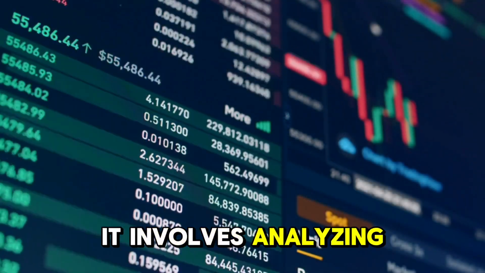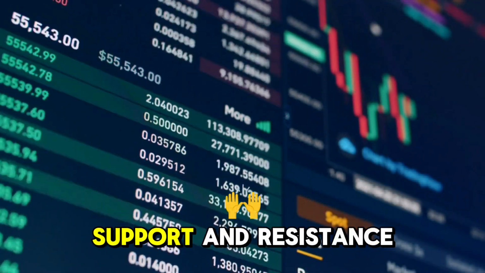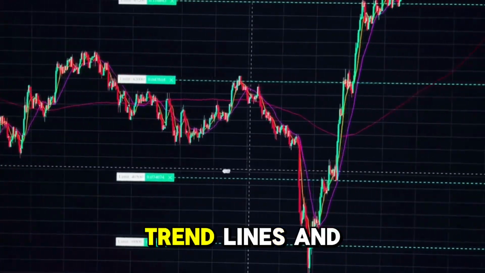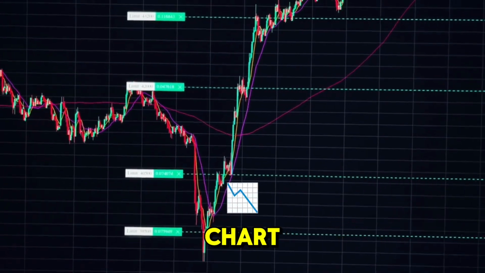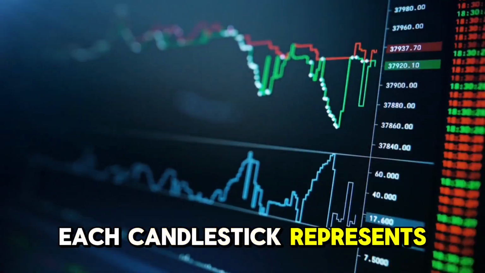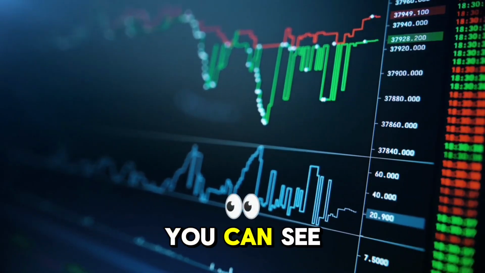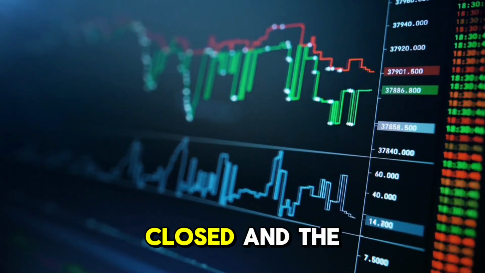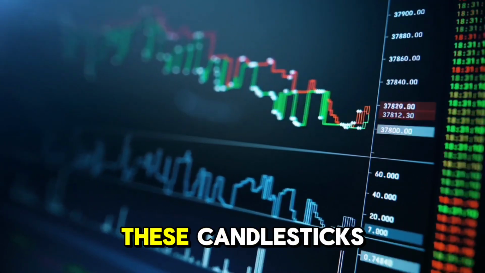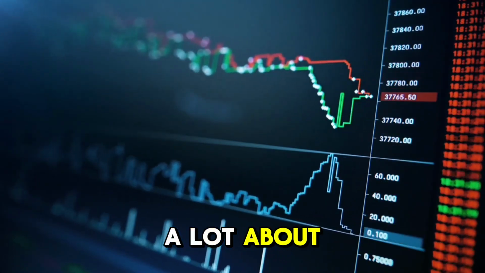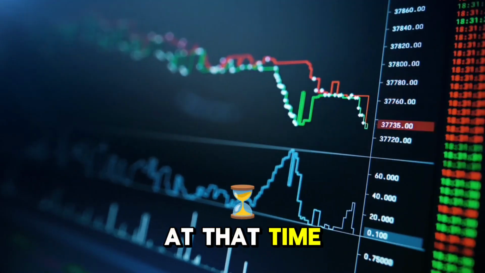It involves analyzing candlestick patterns, support and resistance levels, trend lines, and other chart patterns. When you look at a candlestick chart, each candlestick represents a specific time period. You can see where the price opened, closed, and the highs and lows within that period. The shape of these candlesticks can tell you a lot about the market sentiment at that time.